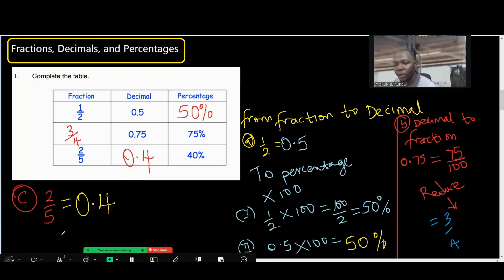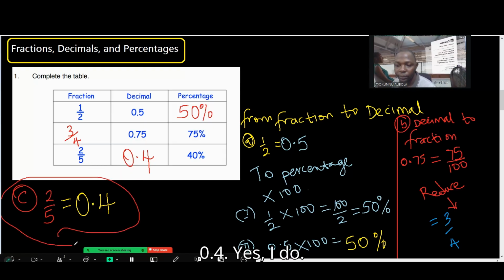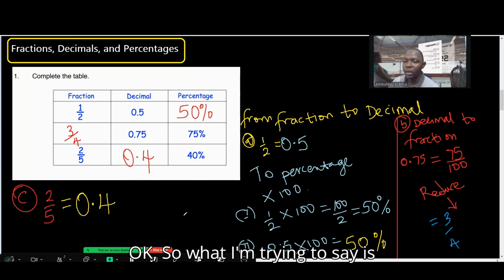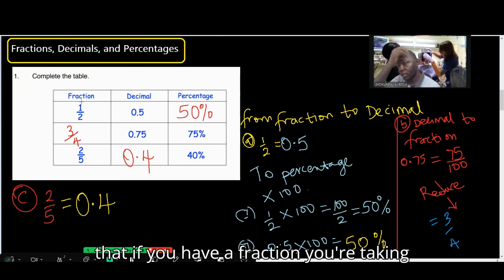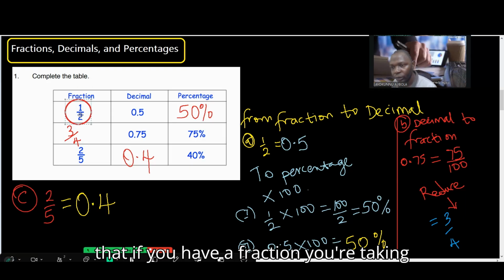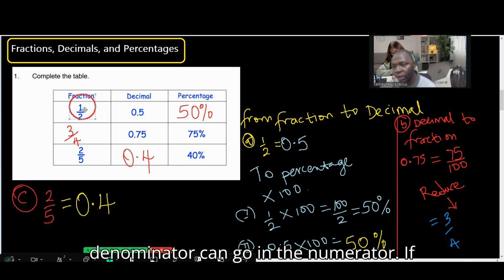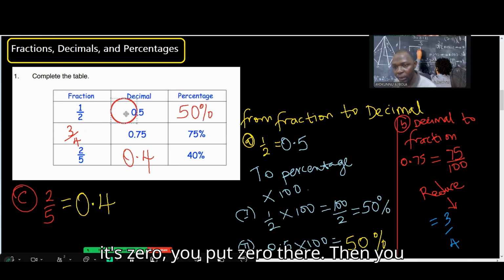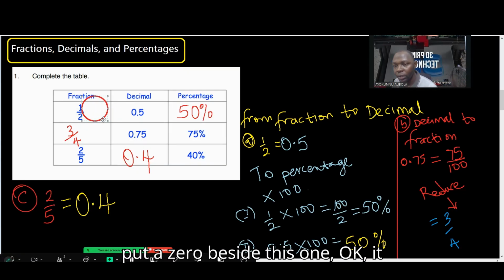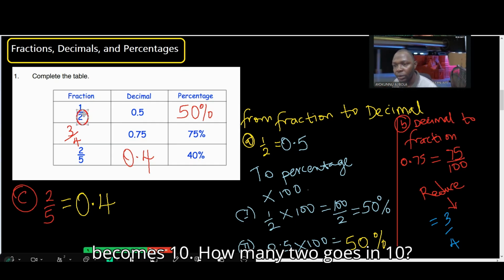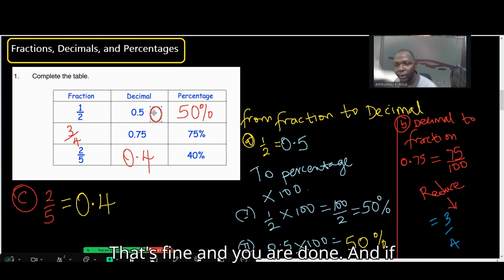0.4. And you understand that I got the 0.4? Yes, I do. Okay. So what I'm trying to say is that if you have a fraction and you are changing it to decimal, you say how many of the denominator can go in the numerator. If it's 0, you put 0 there. Then you put a 0 beside this one. It becomes 10. How many 2 goes in 10? That's 5. And you are done.